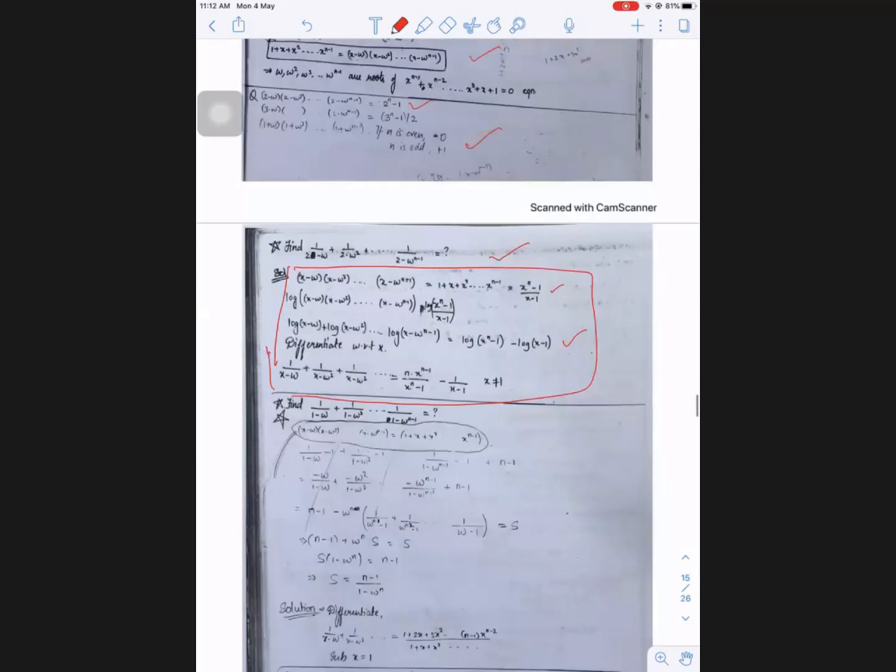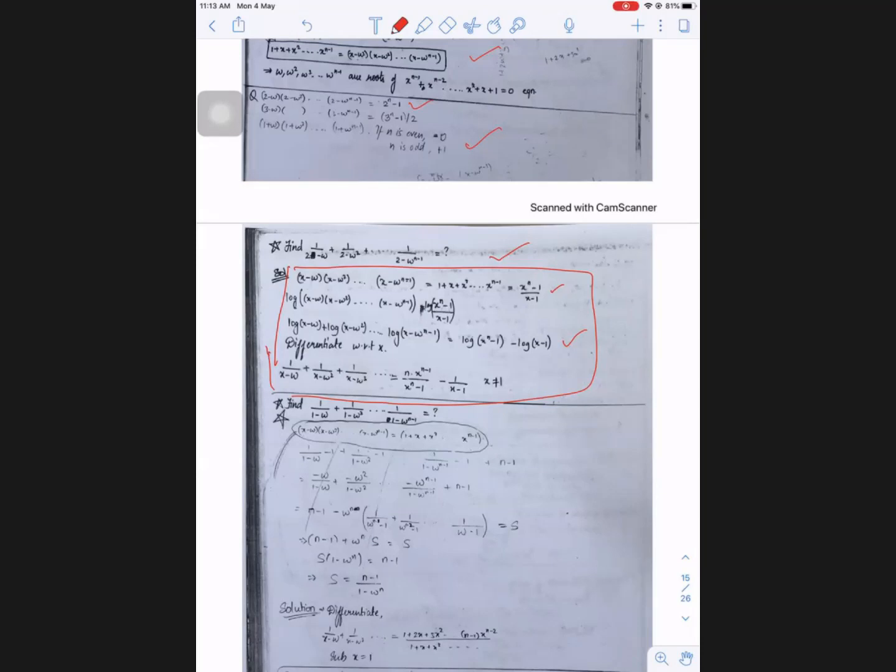Now differentiate this with respect to x. So always 1/(x − ω) + 1/(x − ω²) + so on + 1/(x − ω^(n−1)) equals, if you apply the derivative for the right side also, what you will get? n·x^(n−1)/(x^n − 1) − 1/(x − 1). Okay, so in the question I asked for 2, so directly write x equal to 2 here.